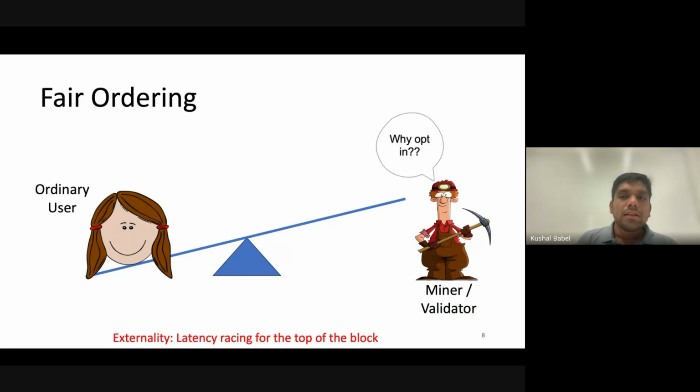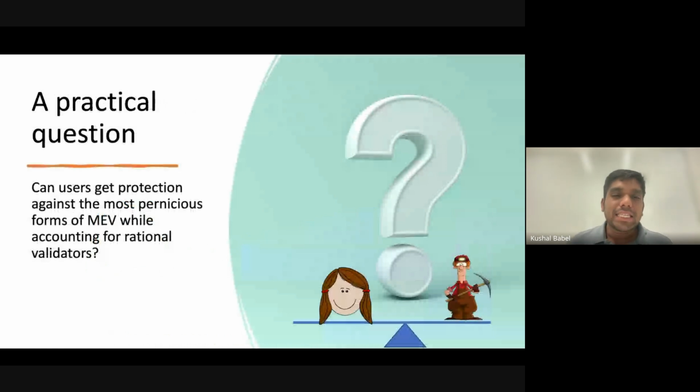Okay. So the practical question that we ask in this work, our motivation, is basically, can users get protection against the most pernicious forms of MEV? I want to be clear that not all MEV is bad. Some MEV is needed for the functioning of the markets, but against the most pernicious forms of MEV like front-running, sandwiching, forced liquidations, and so on, can they get protection while accounting for validators who are rational and in some sense restore the power balance between the users and the validators?